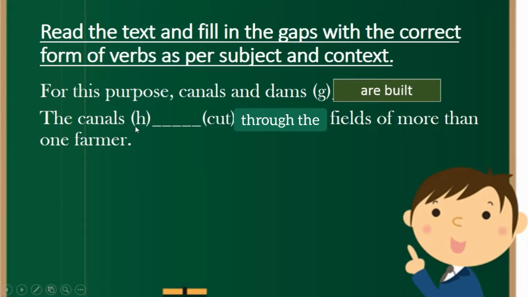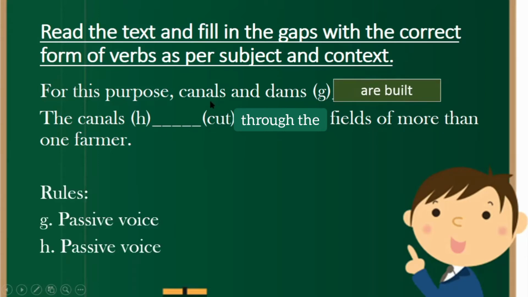Next one, the canals cut through the fields of more than one farmer. Again, the subject is canals, the verb is cut. So we have to use the passive form of the verb over here again. The canals are cut through the fields of more than one farmer.